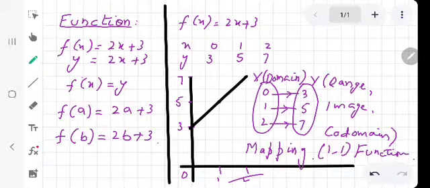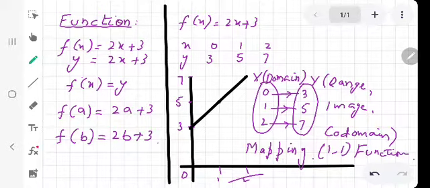We have joined 0 with 3, 1 with 5 and 2 with 7. I told you that from where the arrows are arising, that is the domain, the values of x, and on which the arrows are falling, that is called the range or image or codomain. These are the values of y, and this is called mapping.